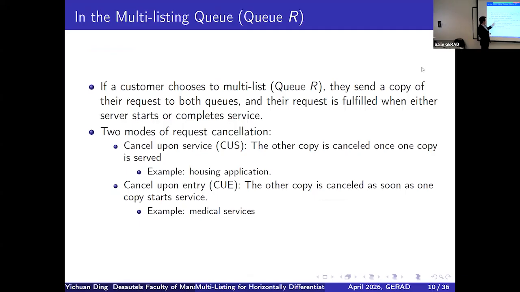So cancel upon entry means both copies will disappear if one of them starts the service. It's just a small nuance, but it will actually make a mathematical difference for the multi-listing queue.